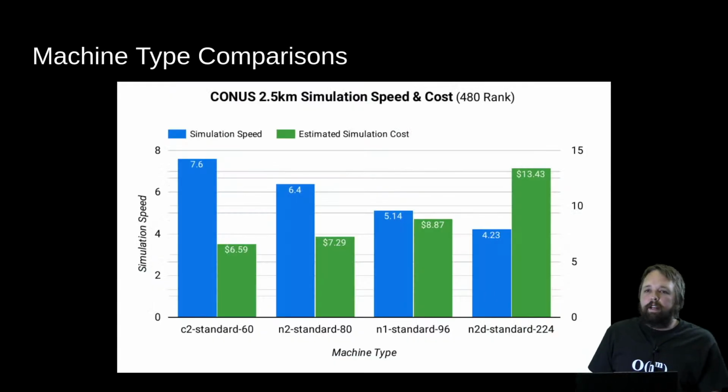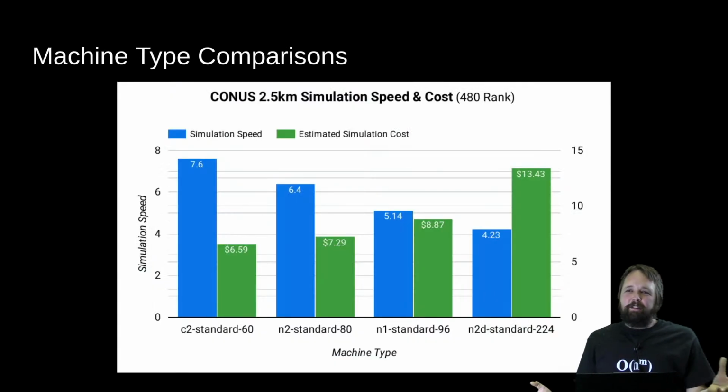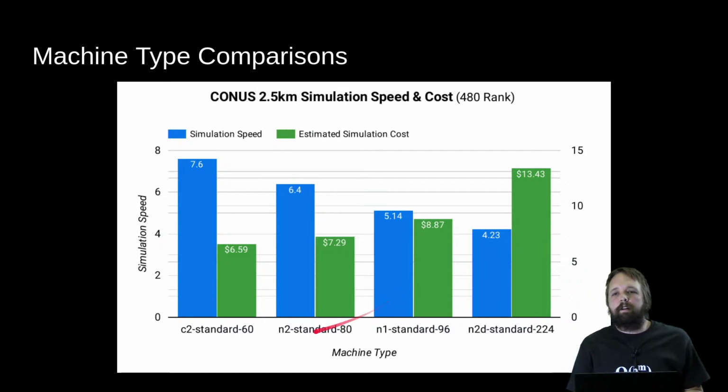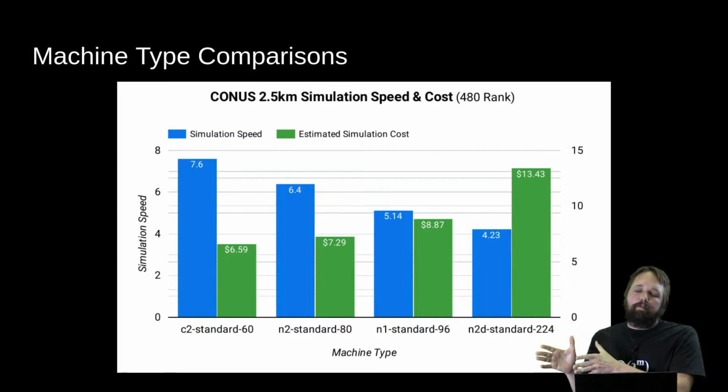So let's take a look at that on the next slide, and I'll explain what each of these machine types is. On GCP, you have what are called C2s, N2s, N1s, and N2Ds. Starting on the left, the C2s are Intel Cascade Lake CPUs, and they're set up in such a way that the guest operating system that the virtual machine runs in maps the core layout.